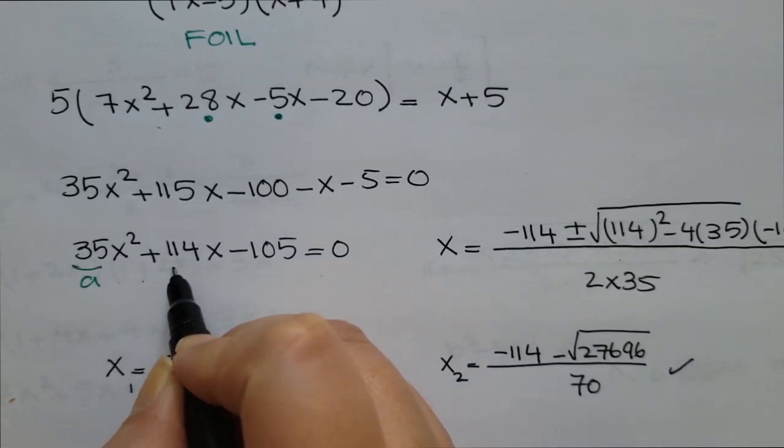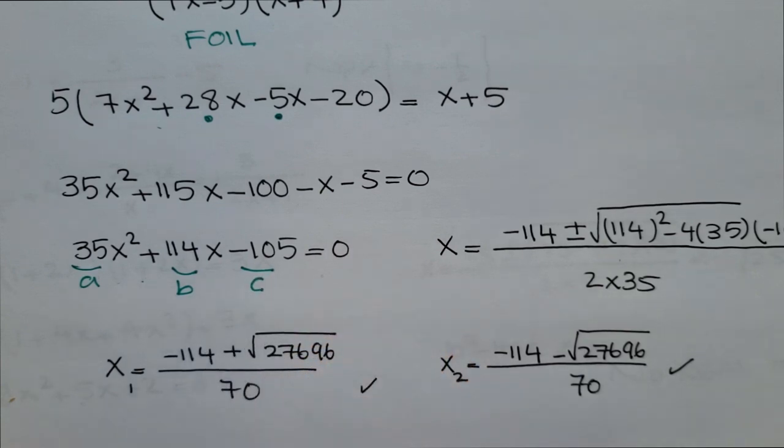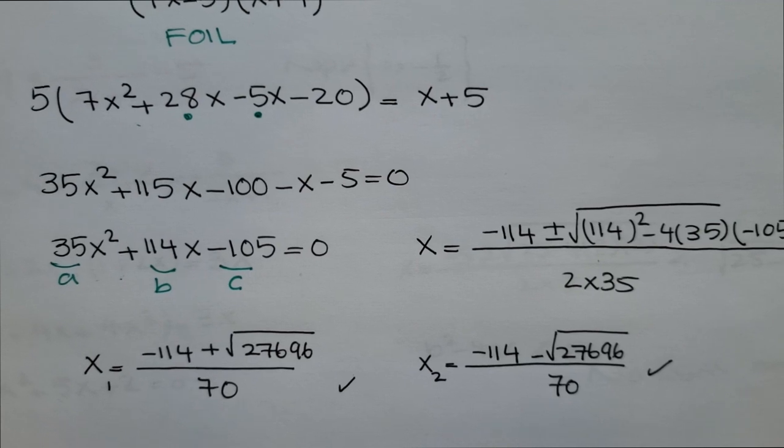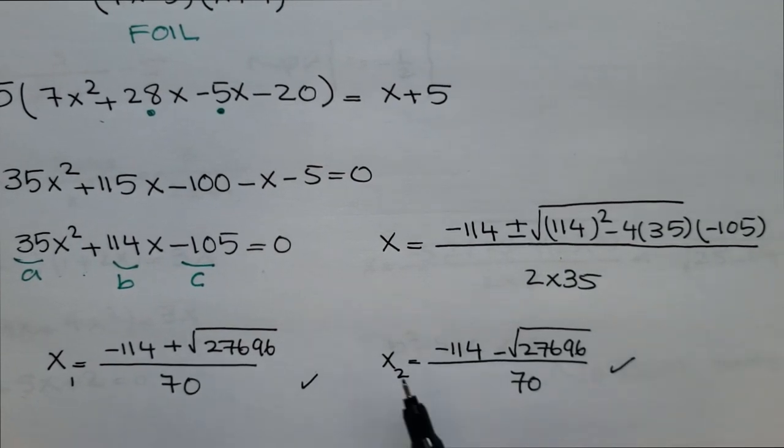I start identifying a, b, c to substitute in the quadratic formula and find the roots. So a is 35, b is 114, c is -105. I substitute it in the formula and I find the two roots to be these values, which are not whole numbers that most of us usually expect, but are still acceptable because they do not overlap with the NPV values.